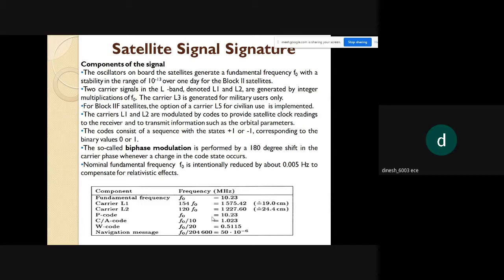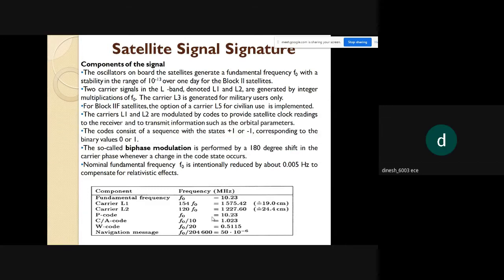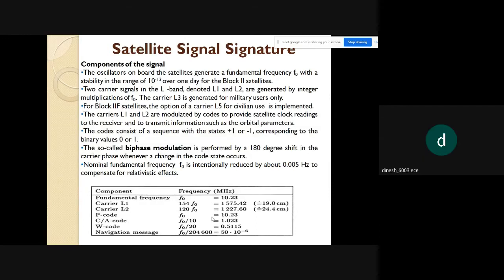And if you want, we can additionally add some other L bands also, where in block 2A satellites they used the L3 frequency also, in addition to L1 and L2, such that the L3 carrier is always reserved for military users. And in block 2F satellites, they gave an option for the L5 band, which was used only for civilian usage. The civilians who want to use this L band was implemented in that.